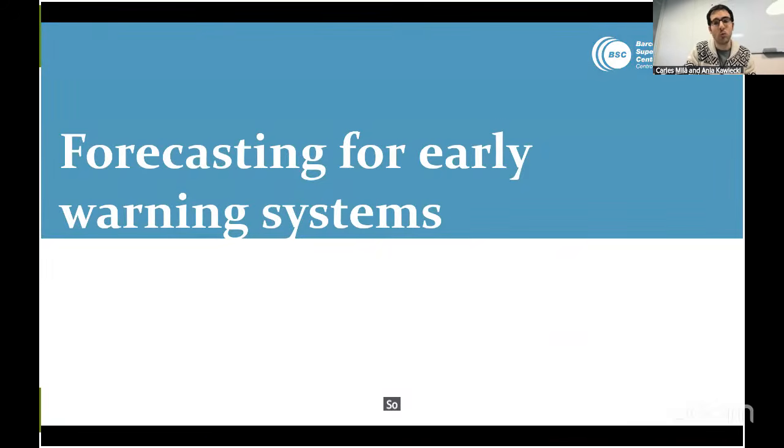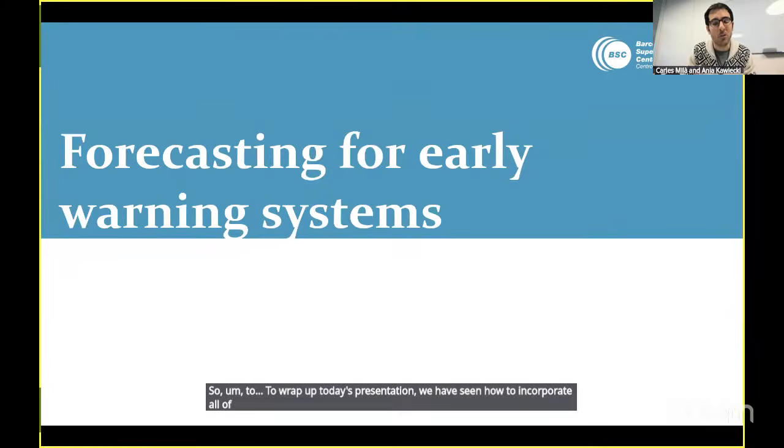So to wrap up today's presentation, we have seen how to incorporate all of these model terms, and now we'll see how to use these models for early warning systems.